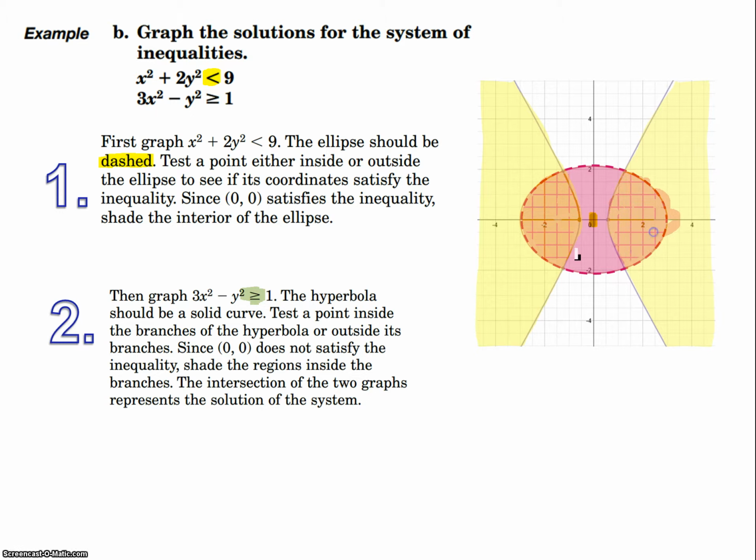Oops, I sort of overdrew those. But we would maybe slightly darken the shading, the overlapped shading regions, and that's the solution to this set of inequalities.